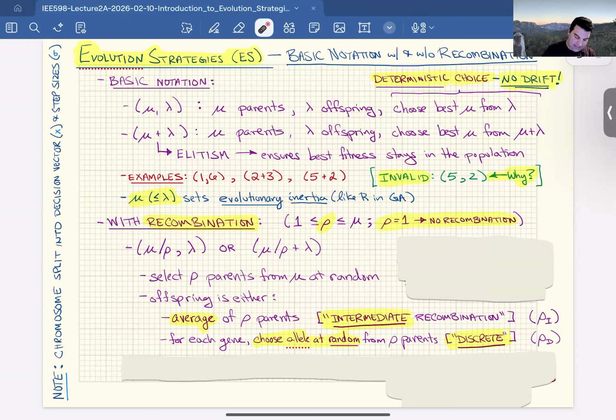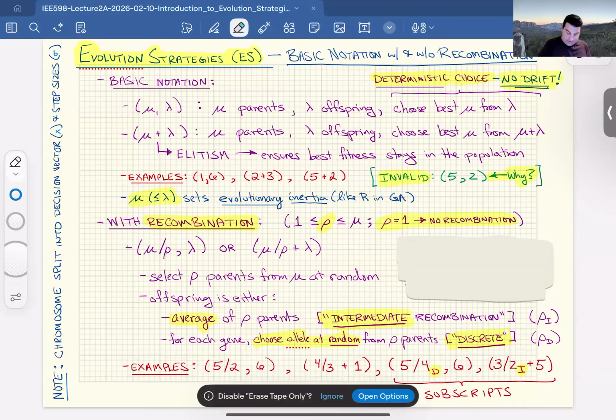So in both of these cases, if this was a one, it would be a little silly to put a one here, but technically it's legal. You get rid of recombination entirely because the average of a single parent is that parent itself. Or if you were choosing an allele at random from a set of one, you're just going to get that one allele. So if you do /1 here, you basically get this case back. But if you do /2, /3, and so on, then you're either averaging that number of parents or at each location along the genome, you're choosing among that many alleles at random. Okay?